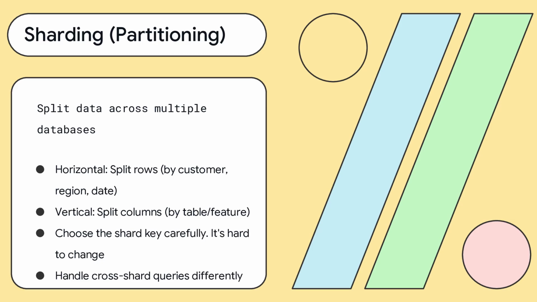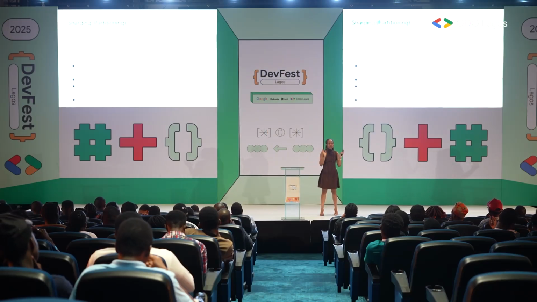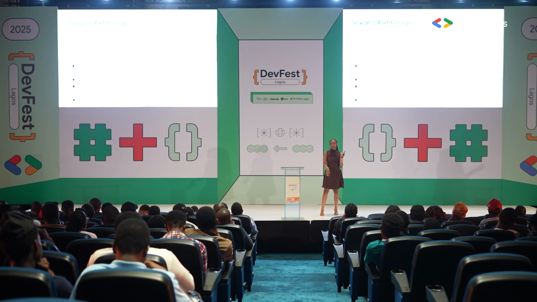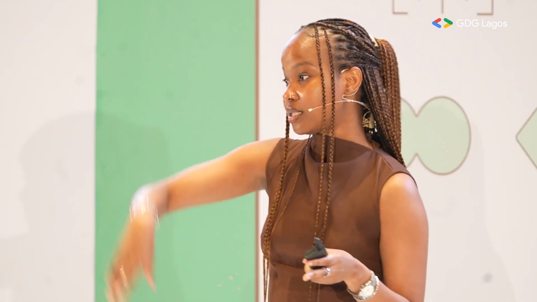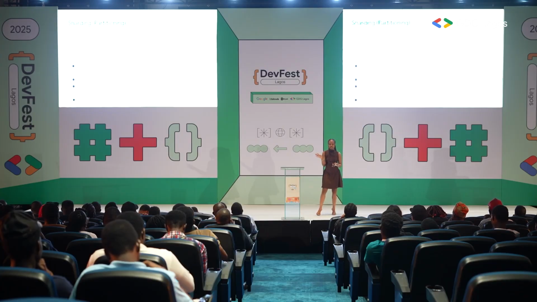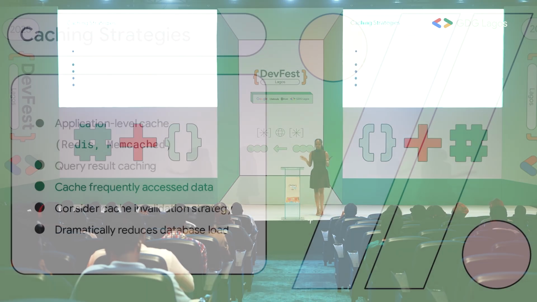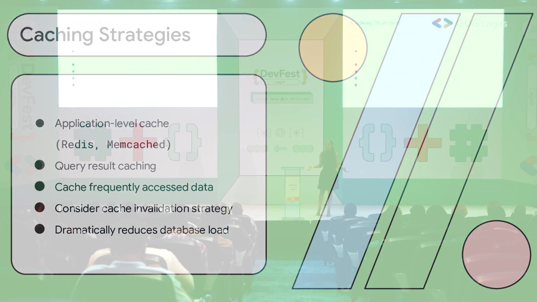So sharding is basically splitting your data across multiple databases. You could either do vertical sharding, splitting by columns, or horizontal sharding, splitting by records. But it is very important that you handle your shard key very well. Sorry, I need to go faster. So sometimes your database might still be slow.